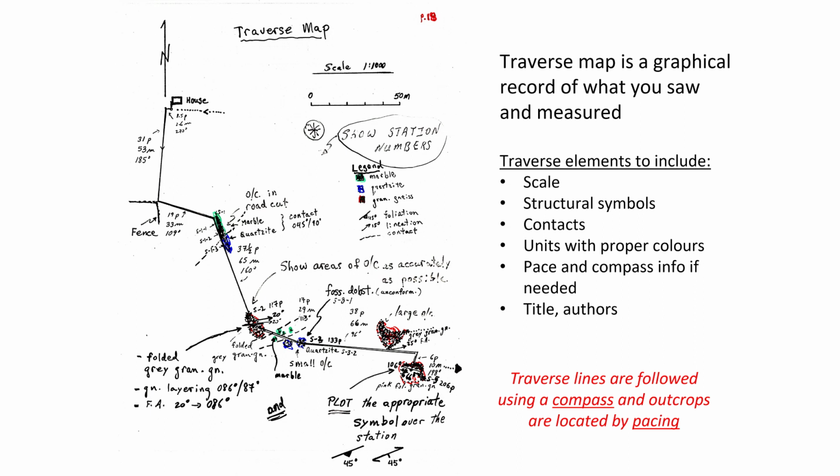Elements to include on a traverse map are scale, structural symbols that you use, both in a very brief legend as well as when you use them in place, contacts between rock units, units colored in with proper colors, and pace and compass info if needed. Pace and compass info tell you graphically exactly what direction and distance you walked in order to complete the traverse. And lastly, title, authors, and the date.